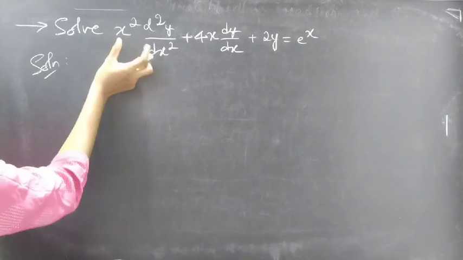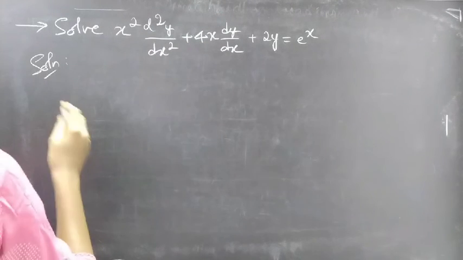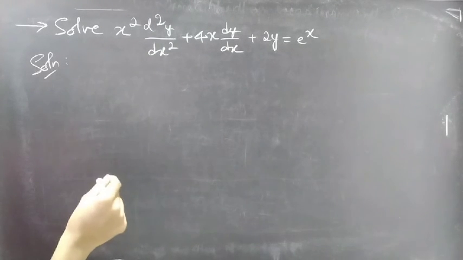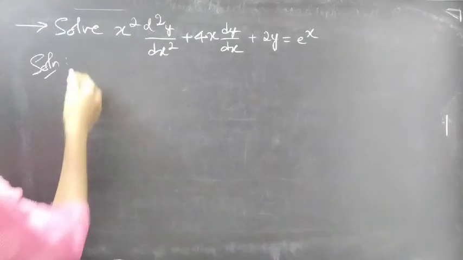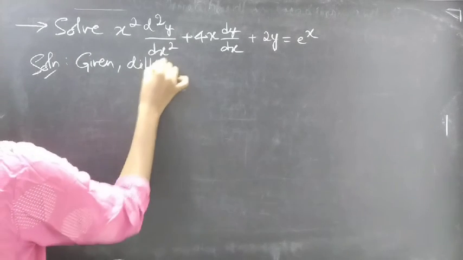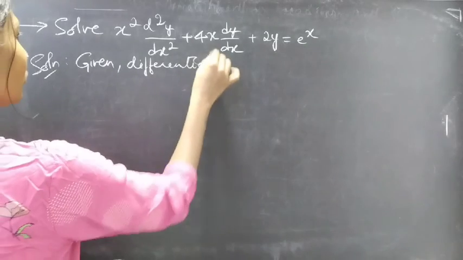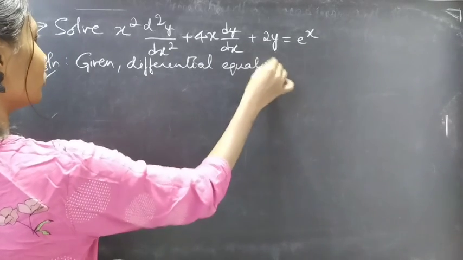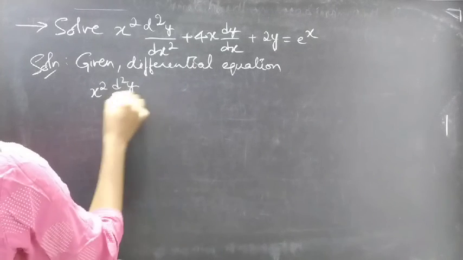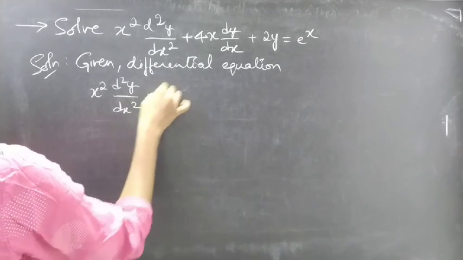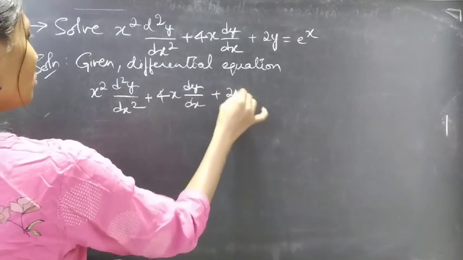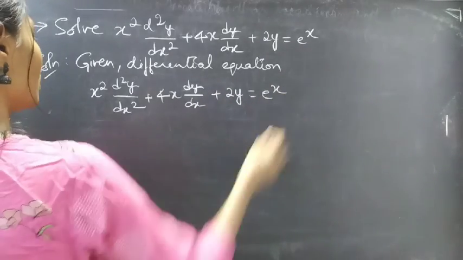We are given a differential equation with variable coefficients, right? Now we are going to reduce the given differential equation to a differential equation with constant coefficients by making some substitution. Given differential equation, x square into d square y by dx square plus 4x into dy by dx plus 2y equal to e power x.